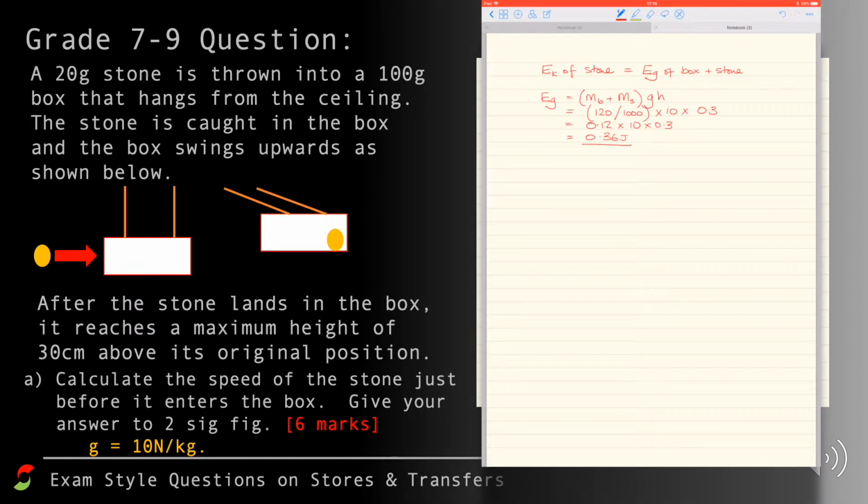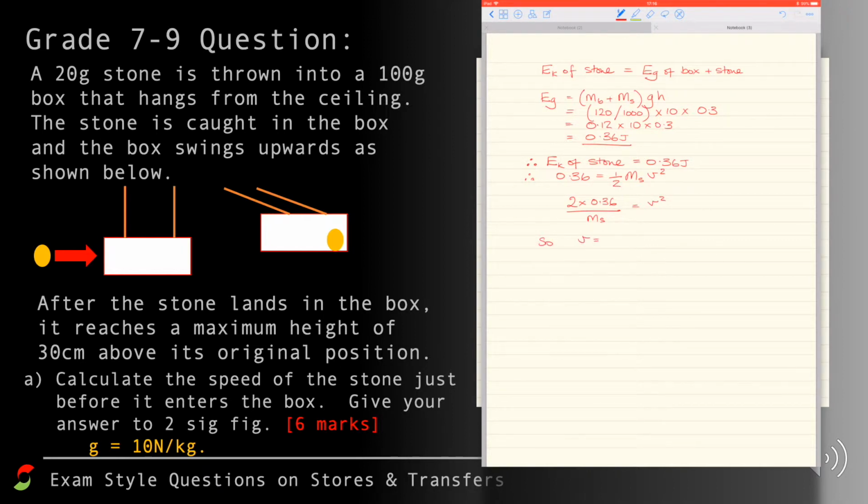So that's going to be worth a few marks doing that. So the next step in this is realizing that the kinetic energy of the stone, originally before it goes into the box, is going to equal all of that gravitational potential energy, i.e. 0.36 joules. So we can say 0.36 is equal to a half times the mass of the stone times the velocity squared. So rearranging that to get v or v squared on its own.